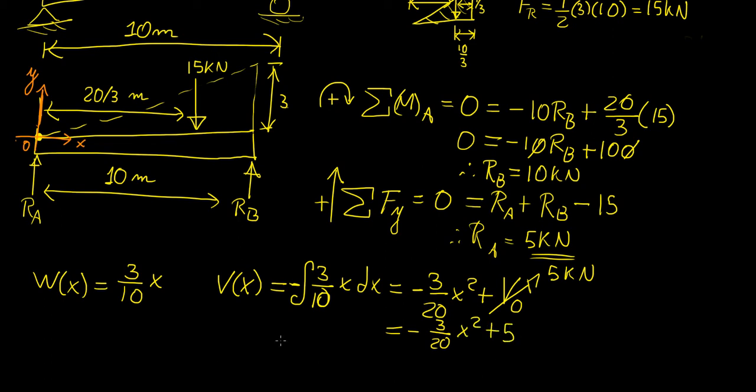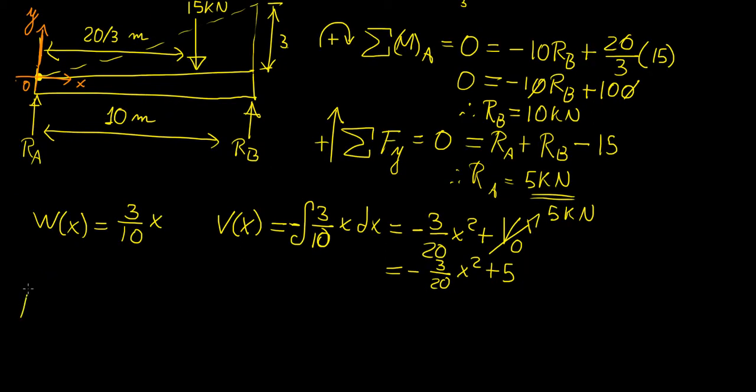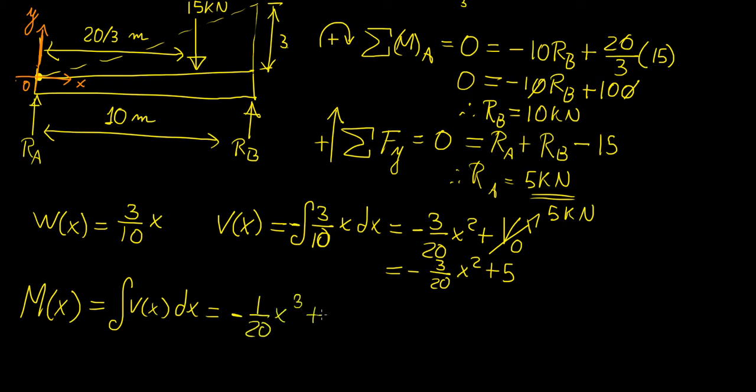And now the next thing we're going to do is calculate the bending moment equation by simply integrating the shear force with respect to x, and that's going to give us the following. So we're going to have minus 1 over 20, so the 3 is going to be divided by the 3 here, x cubed plus 5x plus some constant M naught, but we know that in this case that's going to be 0 because the moment reaction here is 0, there's no moment reaction. So this is going to be our equation for M, minus 1 on 20 x cubed plus 5x. Okay, so now we have all that.